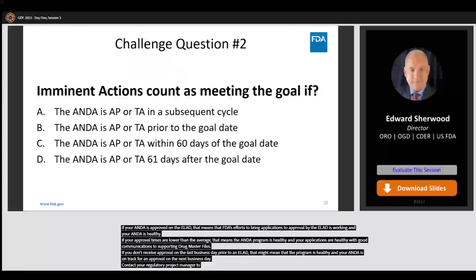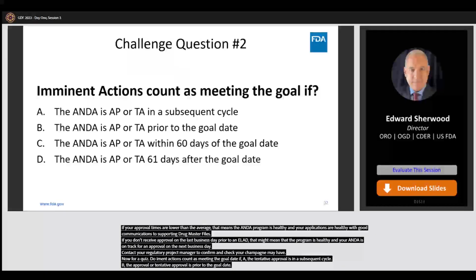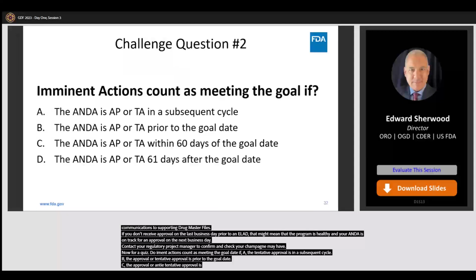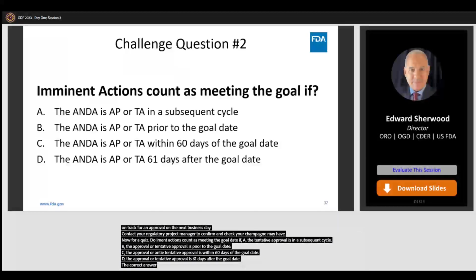Now for a quiz. Do imminent actions count as meeting the goal date if A, the approval or tentative approval is in a subsequent cycle, B, the approval or tentative approval is prior to the goal date, C, the approval or tentative approval is within 60 days of the goal date, D, the approval or tentative approval is 61 days after the goal date. The correct answer is C, the approval or tentative approval is within 60 days of the goal date.